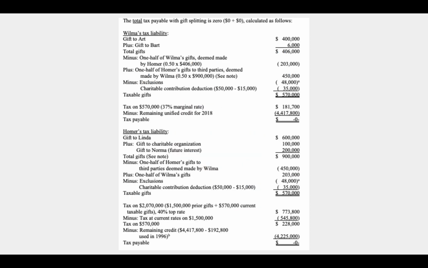All right, so we operate this the same way as we did before. Homer made these gifts, $900,000 of gifts. We treat half of that as made by Wilma. So we subtract $450,000, and then we add back half of Wilma's gifts, the $203,000. We subtract the exclusions, that's the same as above. And we subtract the charitable contribution deduction, same as above, to end up with taxable gifts of $570,000.